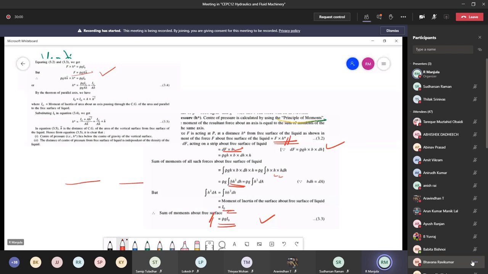Now you are cancelling your rho g on both sides. So we will be having h star is equal to I naught by A into h bar. So this is what you are going to have ultimately: I naught by A into h bar.